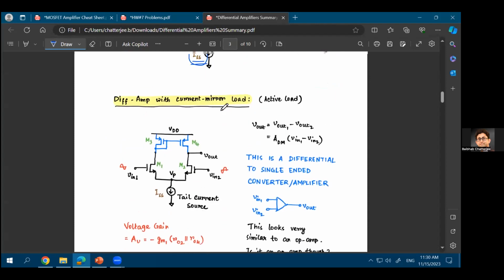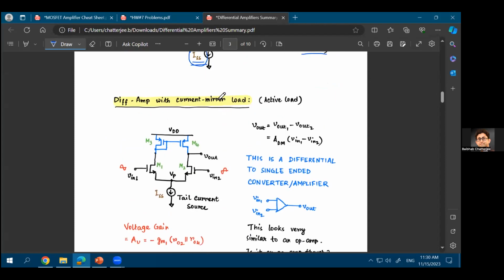All right. So the next thing we wanted to discuss is basically a differential amplifier with a current mirrored load. And this is something we'll start discussing in Friday's lecture.